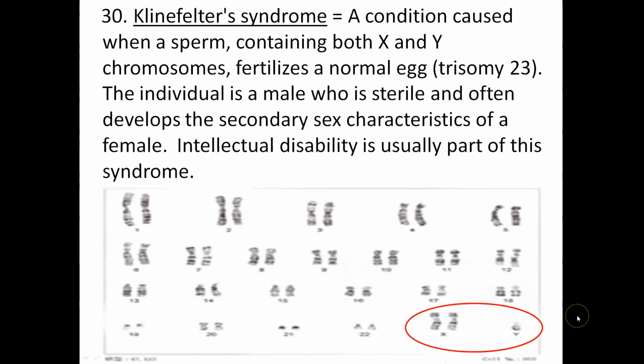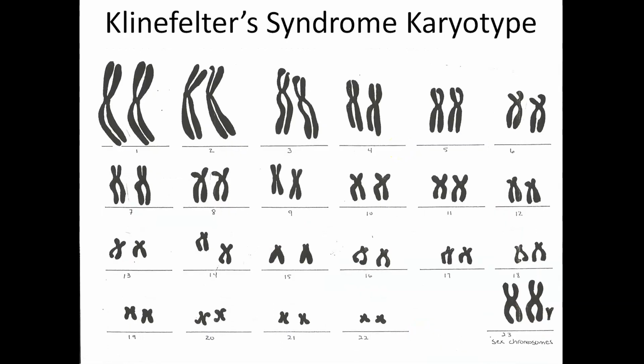Klinefelter syndrome is trisomy 23, where someone would have 2 X chromosomes and also a Y. The sperm contained the X and the Y, and fertilized a normal egg that just had the X. This person would be male because of that Y chromosome, but unfortunately would be sterile. Sometimes they develop secondary sex characteristics of a female. Sometimes intellectual disability is part of this syndrome as well. Here's what that karyotype looks like, XXY.